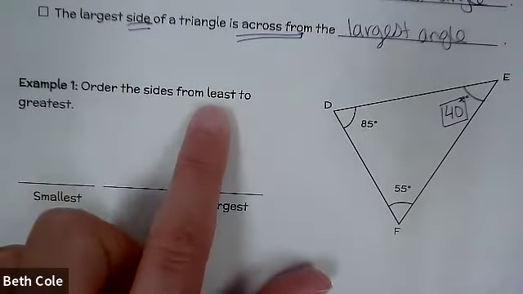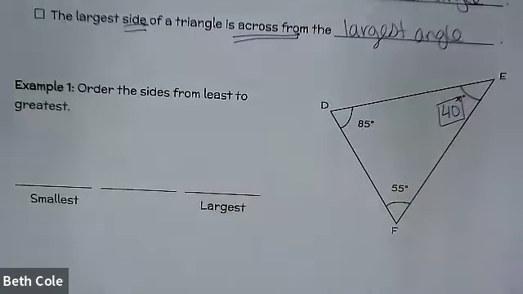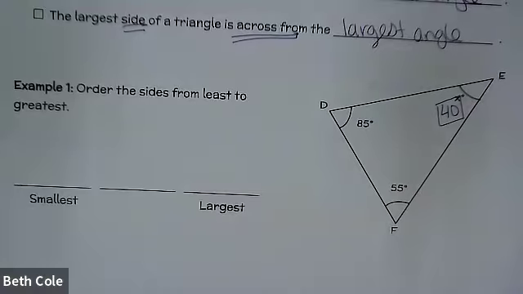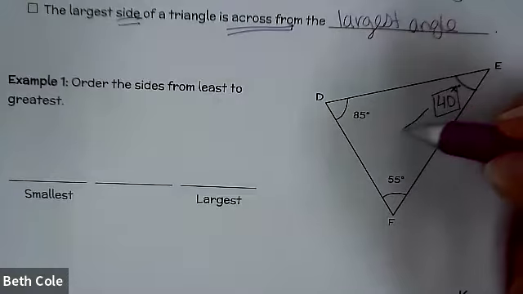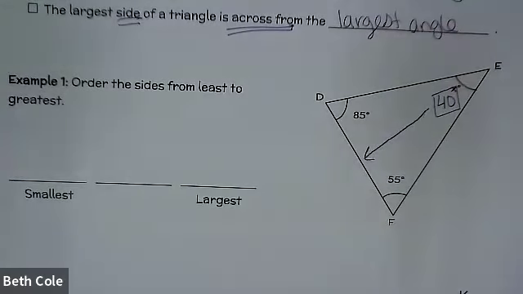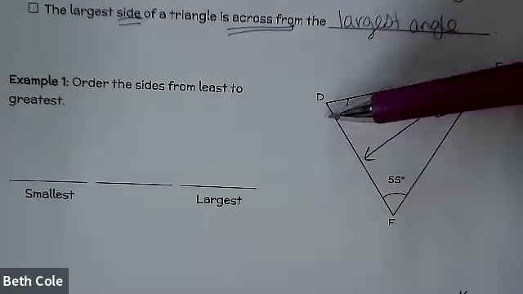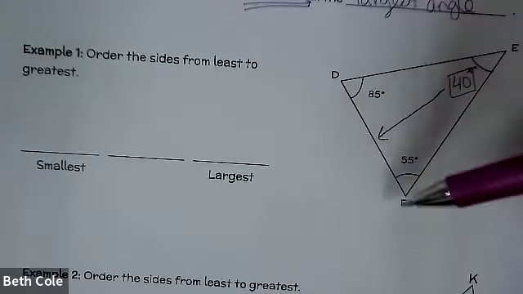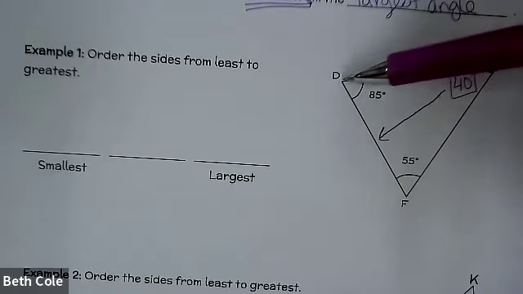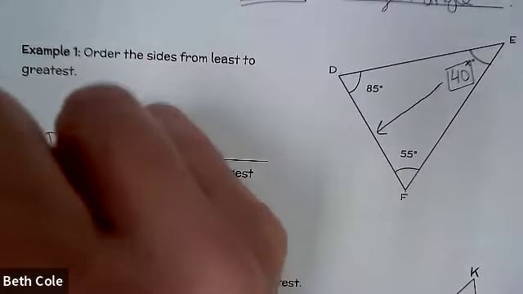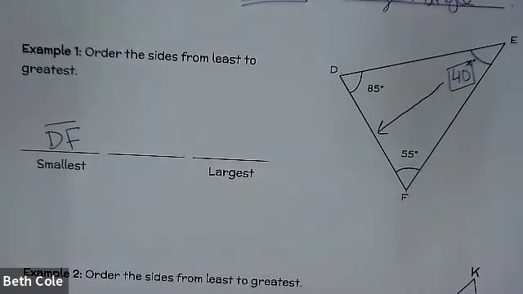Now we're going to order the sides from least to greatest. So which one of these angles is the smallest is the question. E, 40. Okay, so just watch. Across from that, just draw a little arrow, is this side. How could we name that side? Well, I need letters. How would we name this side? D, F. Okay, so the smallest one is DF. Could you also say FD? Yes, it's right either way.